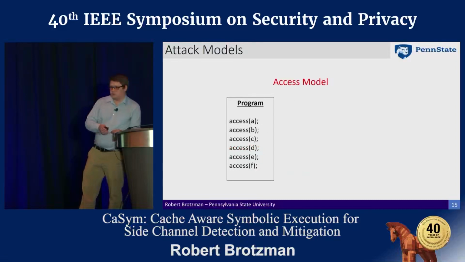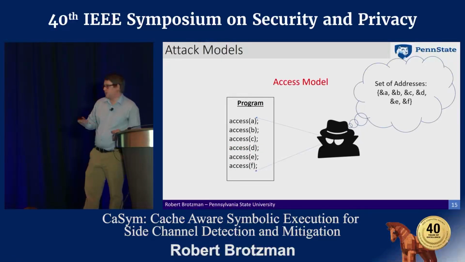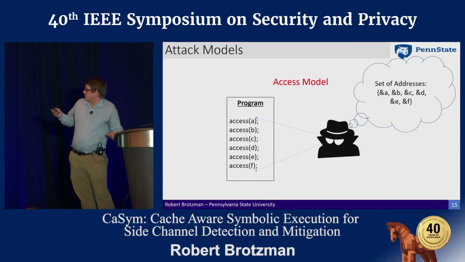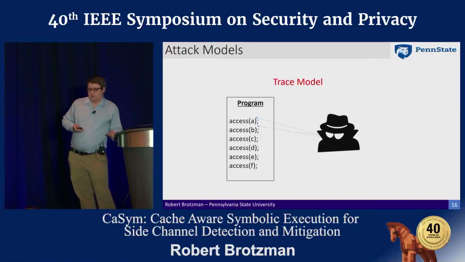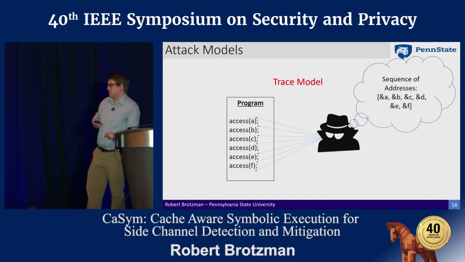So now to briefly talk about the two different attack models that we consider. In the access model, essentially an adversary is able to observe before and after some window. And they're able to see a set of addresses that are accessed, but they can't see the sequence. They can't tell the order in which the data is accessed. And then a much stronger attack model is a trace-based model where they're actually able to see after every single memory access. So they're able to get a sequence of memory addresses that are used by the victim.